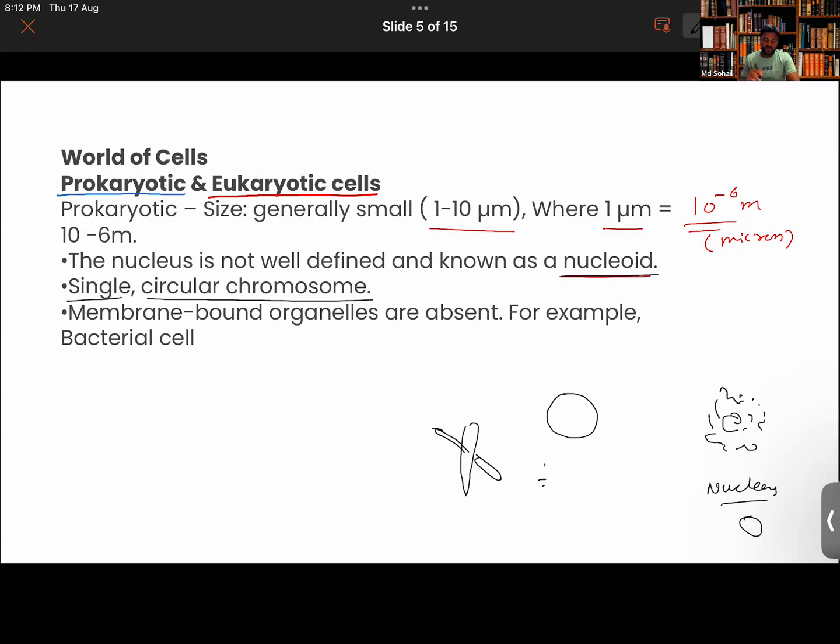So their organs are called cell organelles. Notice this thing here, cell organelles, right?